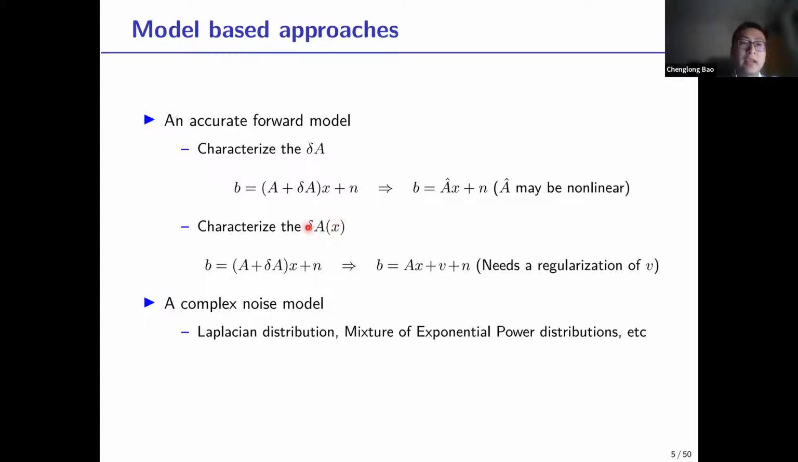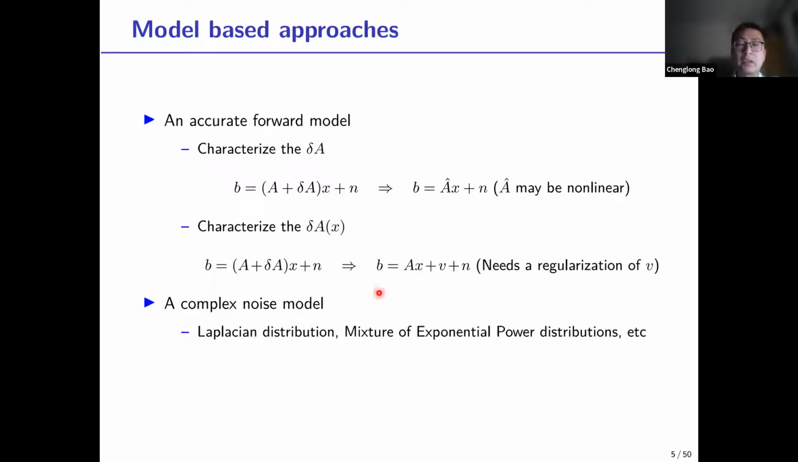Sometimes we know the delta A is very complex, and we try to find the pattern of this delta A X on the true image X, which means that we decompose this linear equation into another linear equation by introducing some variable V. In this linear equation, there are two errors. This error V is a structural error that depends on our forward operator. And this N is a random noise. So if we can have a good regularization of this structural error, then we hope that we can obtain a better reconstructed image X.